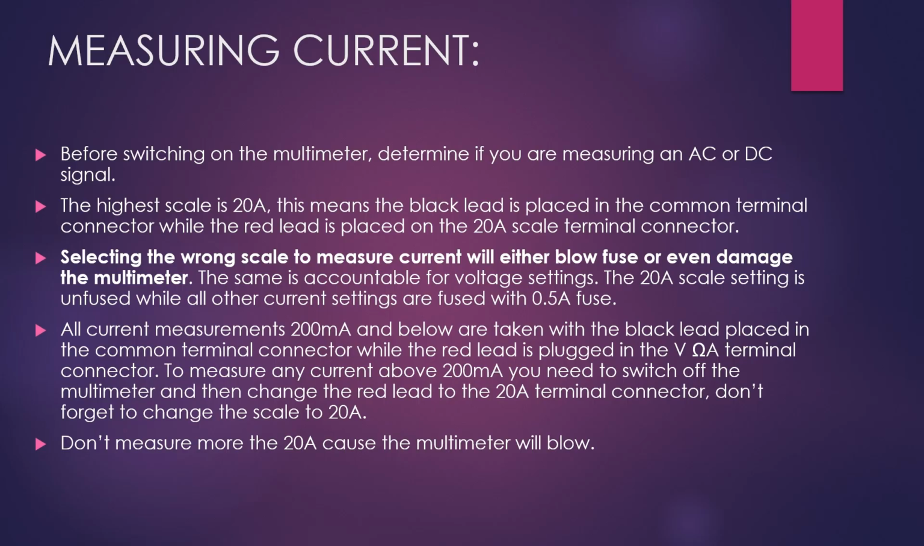If you know that your current is less than 200 milliamps, you are allowed to use the 200 milliamps scale as well as the milliamps terminal in your multimeter. So you plug the red lead into the milliamps terminal of your multimeter and the black lead into the COM terminal of your multimeter, and you also select the 200 milliamp scale. If your current is less than 20 milliamps, you are allowed to select the 20 milliamps scale, but only if need be.